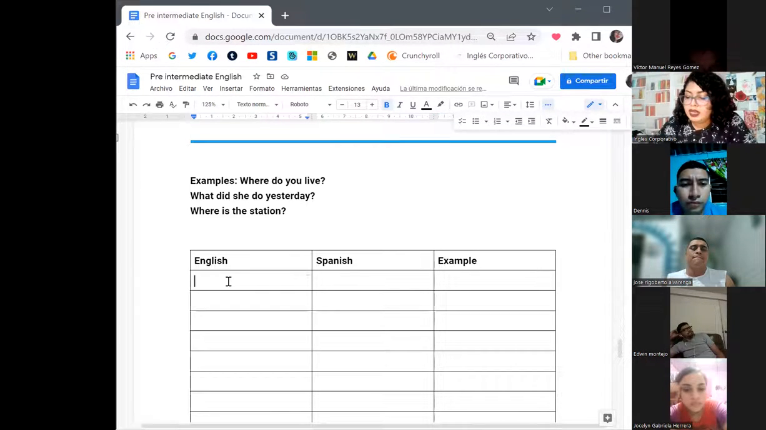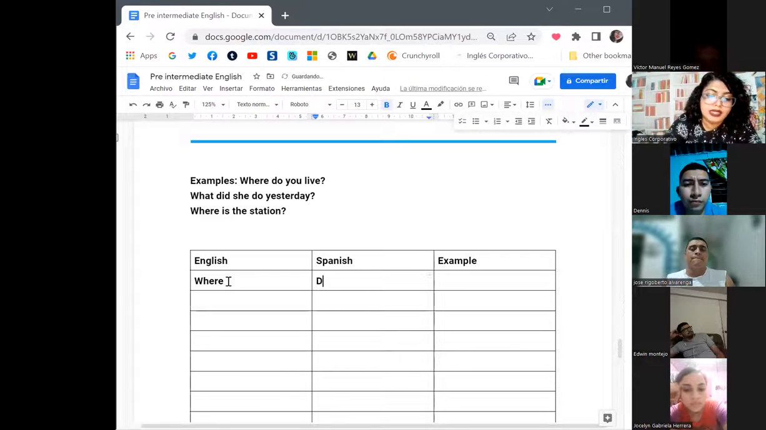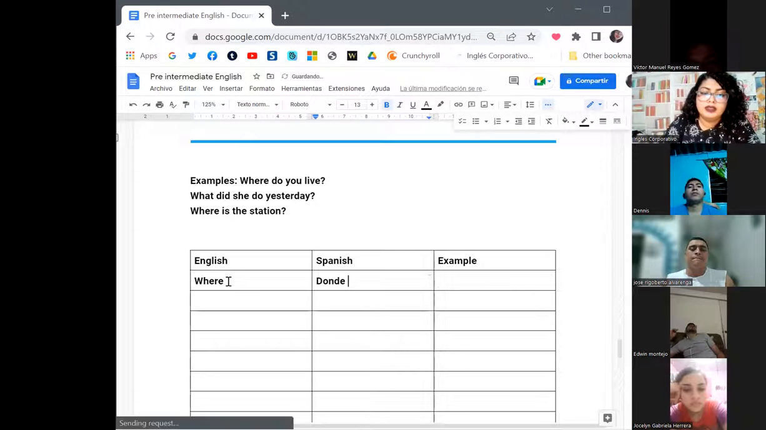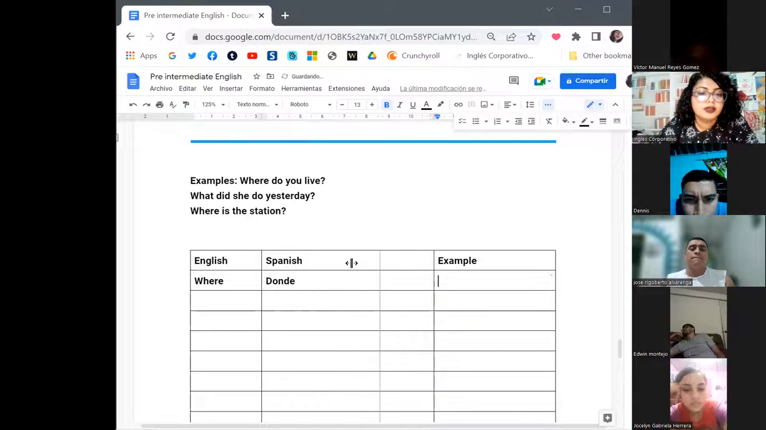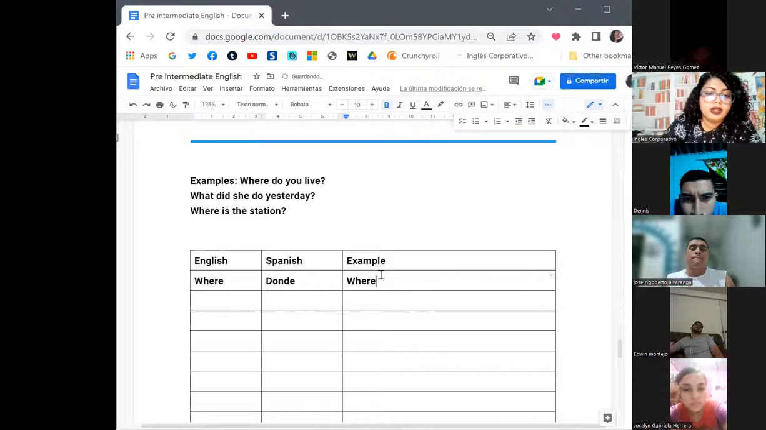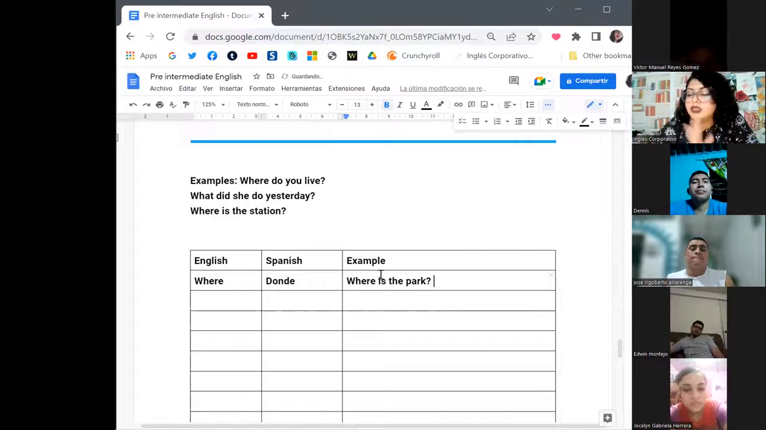We have this one, where, and in Spanish is dónde. And the example. Where is the park? Where is the park? ¿Dónde está el parque? Easy. Then we have another one.